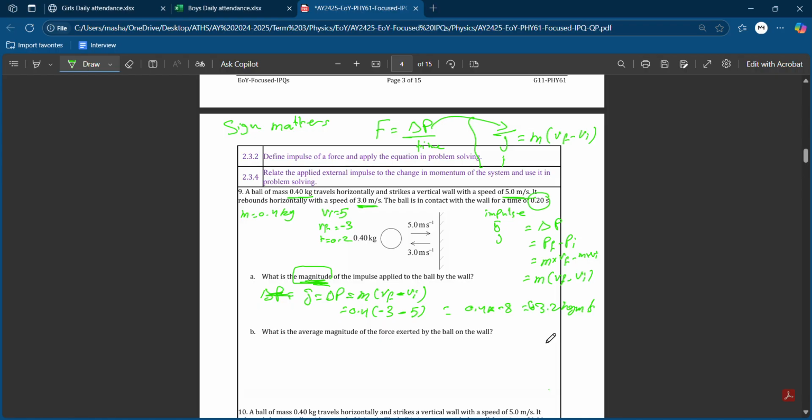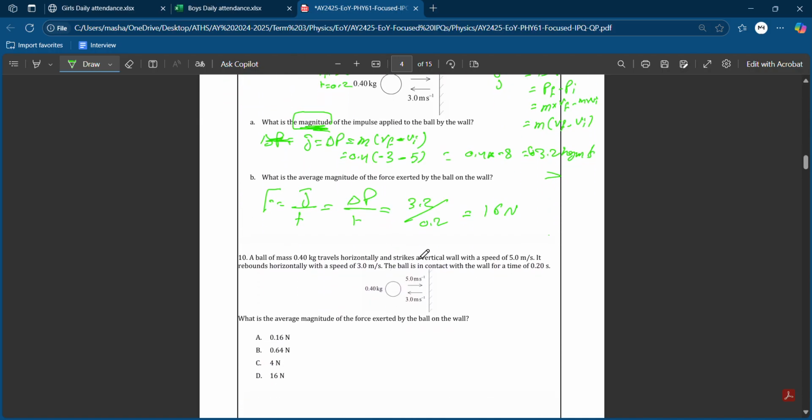What is the average magnitude of the force? Since he needs the force, as we said, it's the impulse over time. The impulse is the difference in P over time. We just calculated it, which is 3.2, over the time, which is 0.2. The answer will be 16 Newton. Okay, force is always measured in Newton.